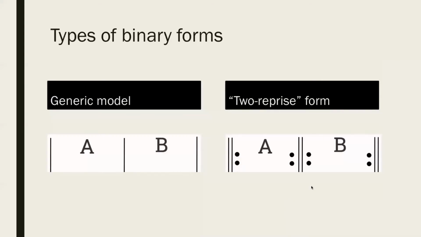And a few other terms to keep in mind. We have different types of binary forms depending on the elements used. So the generic model I showed you just has a big A and a big B representing two contrasting sections. There's also the two-reprise form, which I'm showing you on the right-hand side of the slide. And that's whenever the sections have repeat signs. This is very common, particularly in the Baroque era. And when we have these repeat signs, it actually makes analyzing the form that much easier because they become visual cues to help delineate the form.